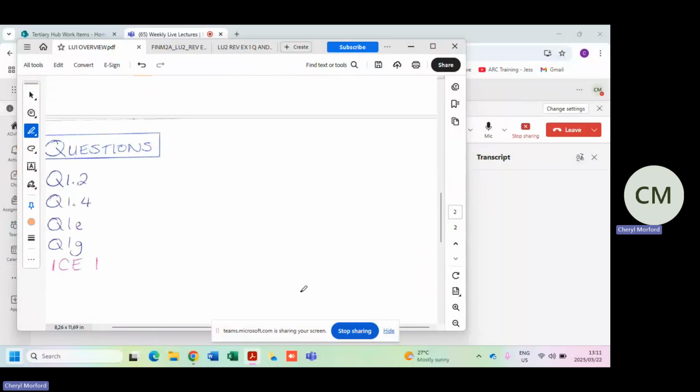Here are some possible questions that you could look at in the book. All right. So question 1.2 and question 1.4, those are in the front of the book. Do have a look at question 1.4 in particular, because there's a nice example, yes, and a nice solution at the back of the book in the form of a table. Then you can also look at question 1E and G, which come out of the question bank at the back of the book.